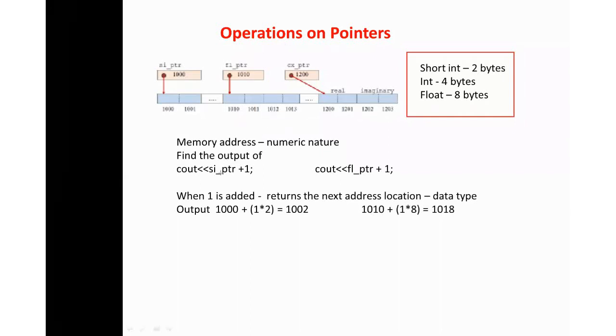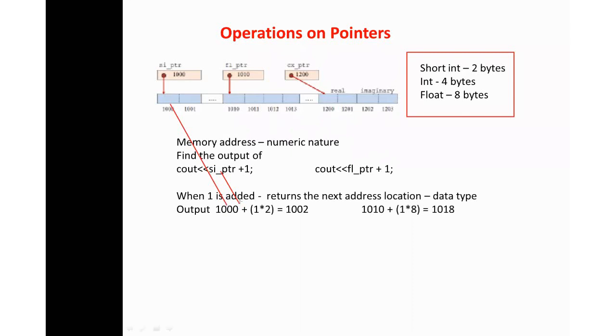Now look into this part. Output is equal to, for example, now look into the above diagram. Your memory address starts from 1000. Is it clear? Your memory address starts from the value 1000. That is why I have given you 1000 here.